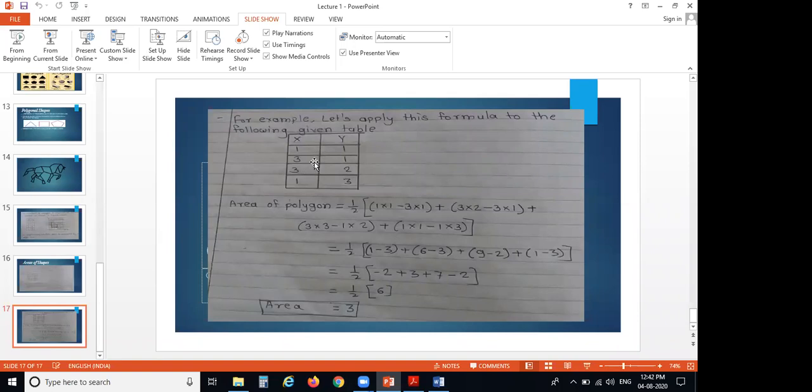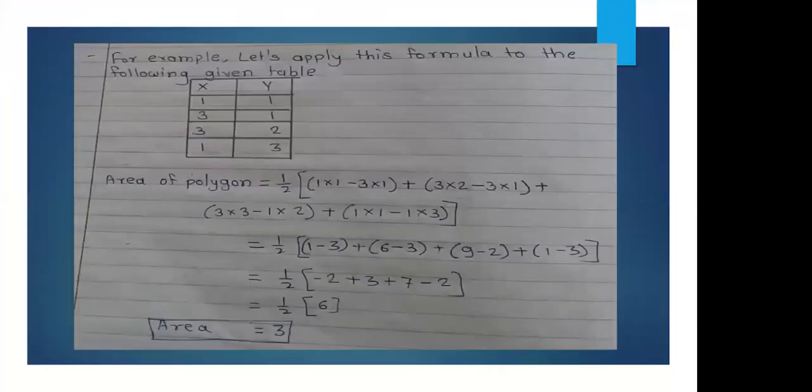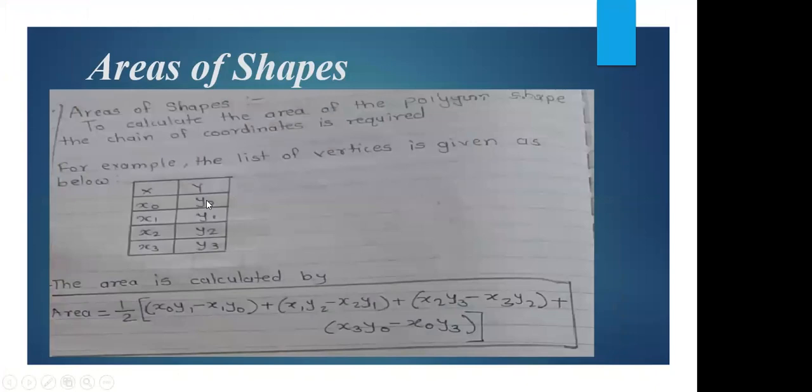In this example, x contains 4 coordinates and y contains 4 coordinates. And after that, the area of the polygon is calculated. So you can solve this example in your notebook and check whether the answer is correct or not. Okay, this is the formula to find the area of any polygon. That means polygons can have any shape using only two-dimensional coordinates. Okay.